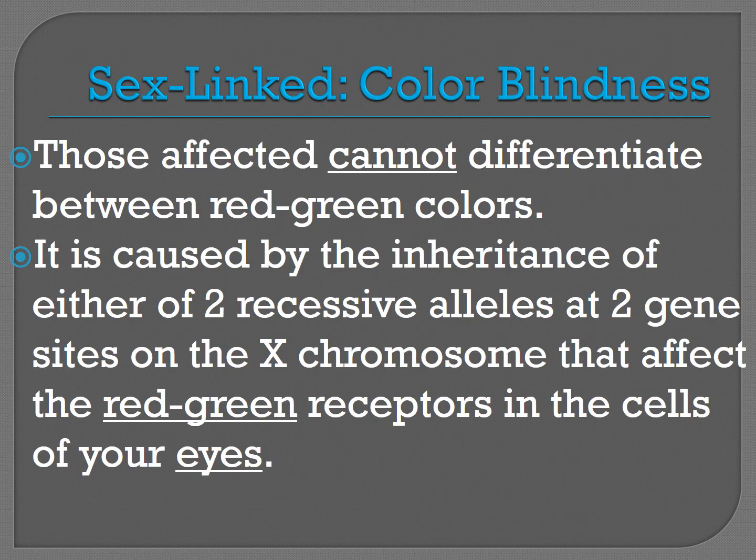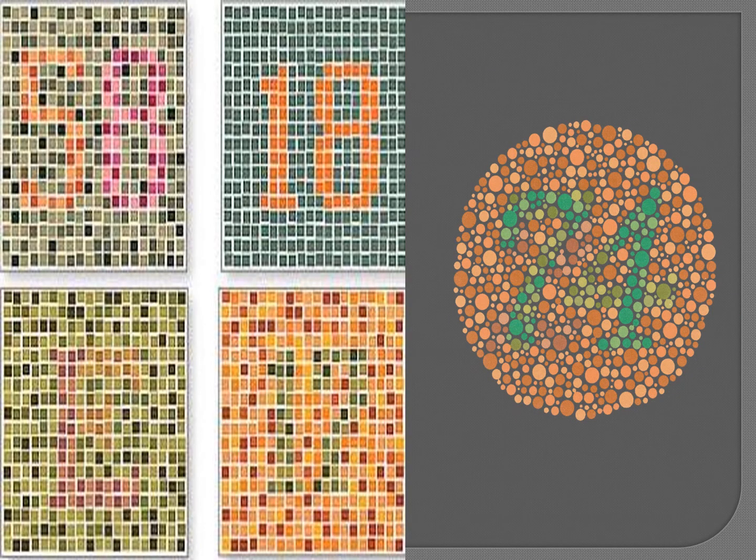So sex link, the first one is color blindness. Those affected cannot differentiate between red and green, and it is caused by the inheritance of two recessive alleles, two sites on the X chromosome that affect red and green. So this is sex link. Take a look and see if you can read these numbers. Pause it and see if you can read it, because if you can't read it, you need to go get your eyes checked, like ASAP.